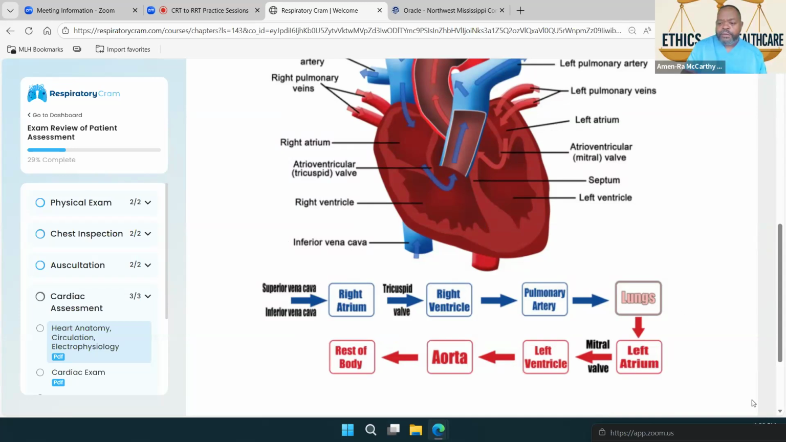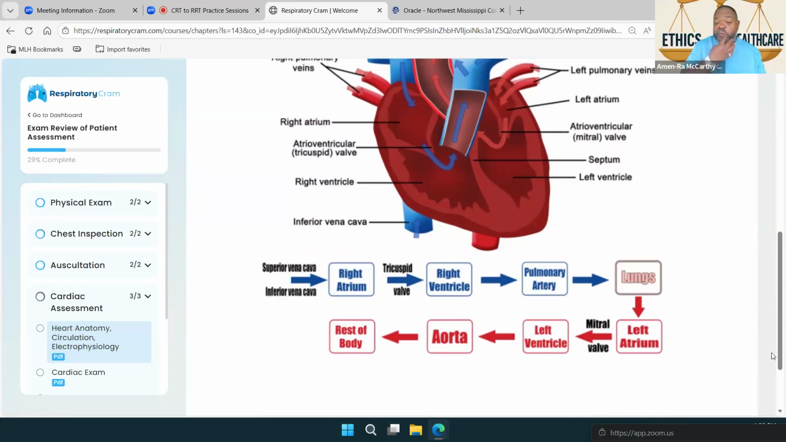Yeah, so that's why we do it. We use those drugs so that we can get the blood to the lungs so it can pick up that oxygen, right? If you look down here at the bottom, it shows what we talked about: superior vena cava, inferior vena cava to the right atrium, through the tricuspid valve, to the right ventricle, down to the pulmonary artery, then to the lungs, then back. See, they're missing the actual valves.